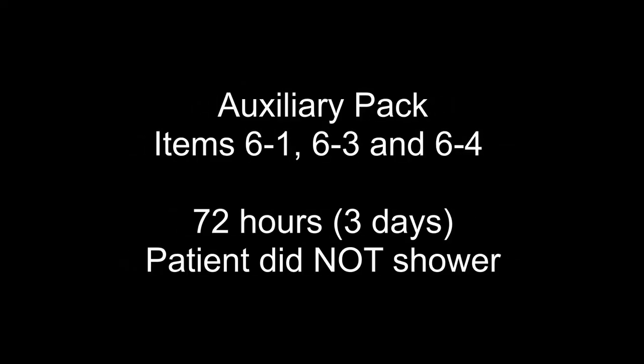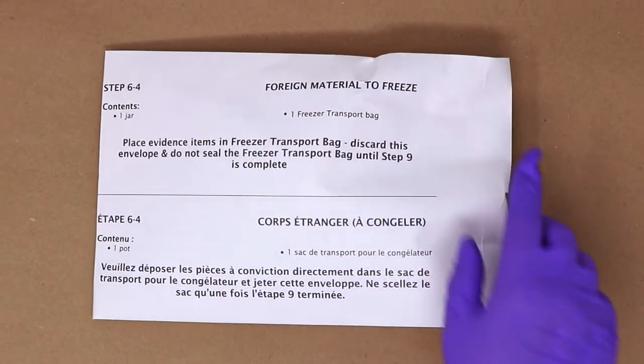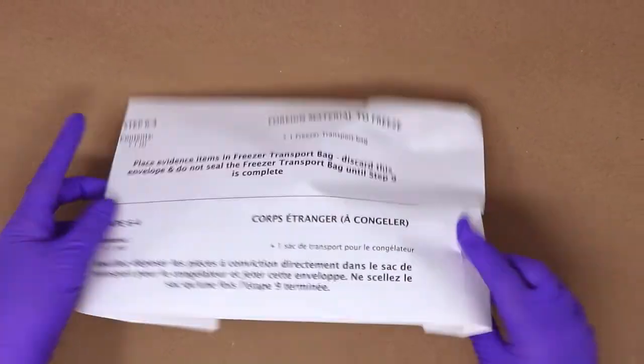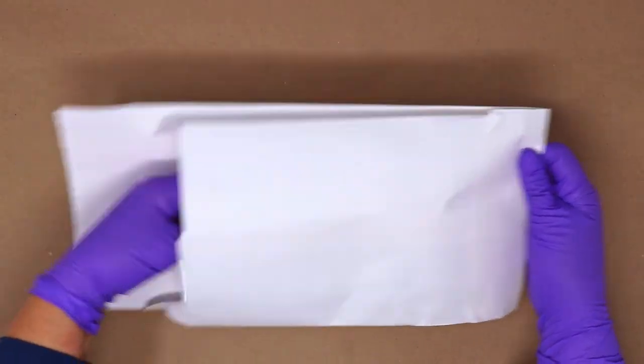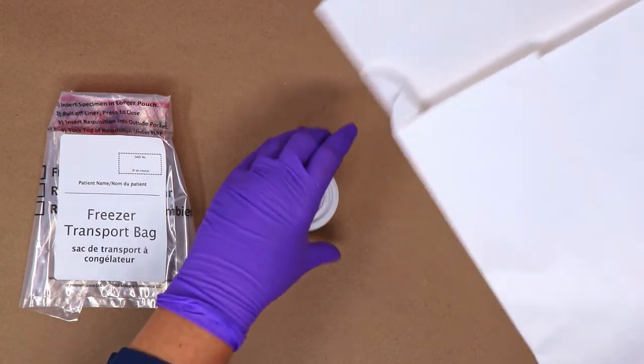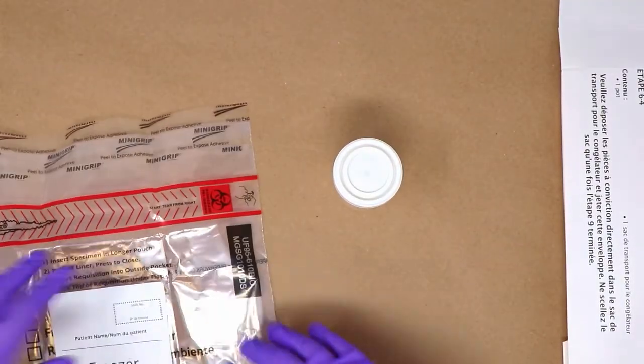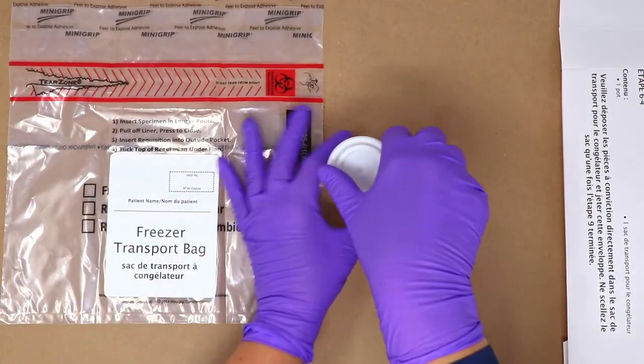Items 6-1, 6-3, and 6-4 are found in the auxiliary pack, and these are to be collected up to 72 hours or 3 days if the patient did not shower. Step 6-4 is foreign material to freeze. This envelope contains 1 specimen jar and 1 freezer transport bag. Items collected in this specimen jar may include a used condom or post-void toilet tissue.